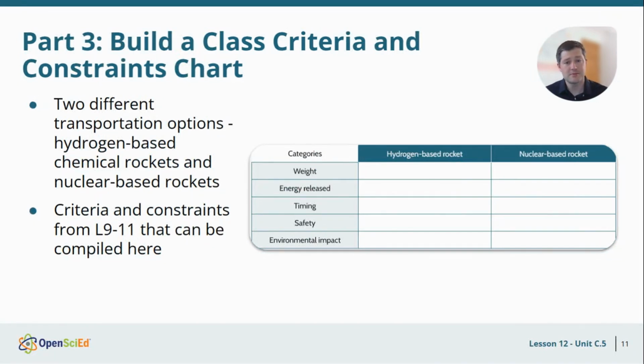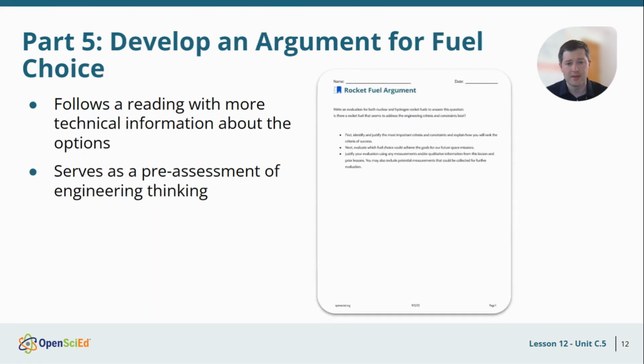In part 3, students are going to build a class criteria and constraints chart. This is really important because it's something they'll continue to build on in future lessons as well. Essentially, students are looking at these two different transportation options, hydrogen-based rockets and nuclear-based rockets, and they're going to leverage some of the criteria and constraints they identified in previous lessons related to batteries, hydrogen fuel cells, uranium, even going back to fossil fuels, and they're going to compile them here into some general categories.